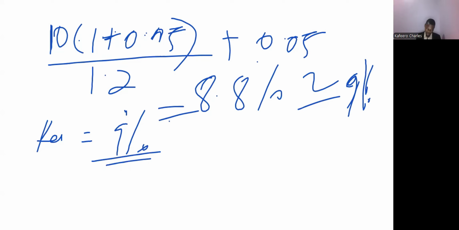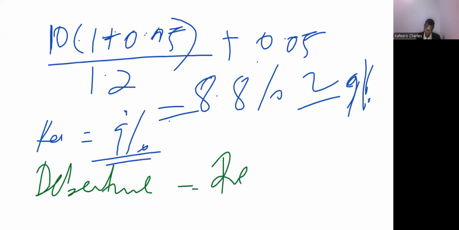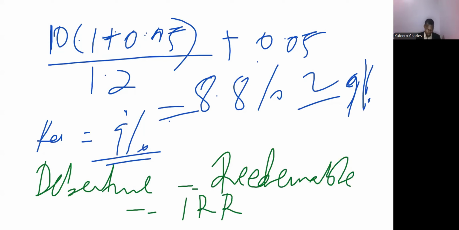Now, we have a debenture. They have given us a debenture, but this debenture is redeemable, which means that we are going to be looking for IRR. But since we have a tax, it's supposed to be adjusted for tax. So we go through the same way. So we can start with years.